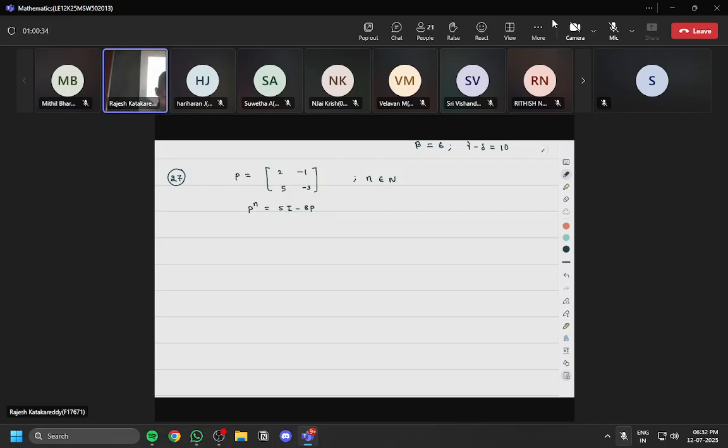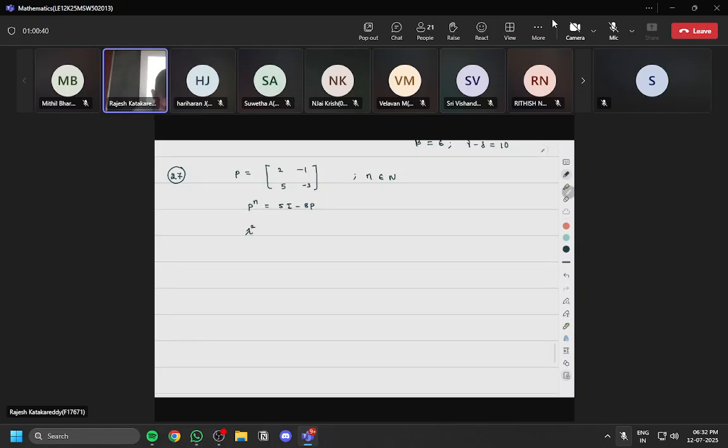Then what we should do is use the characteristic polynomial. Second order, so it will be lambda square minus trace of the matrix into lambda plus determinant of the matrix is equal to 0. So this is lambda square, trace is 2 minus 3, which is minus 1, so plus lambda. Determinant is minus 6 plus 5, which is minus 1, equal to 0. This is the characteristic polynomial. Now I can say P square plus P minus identity matrix is 0.